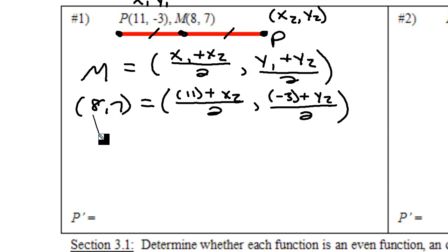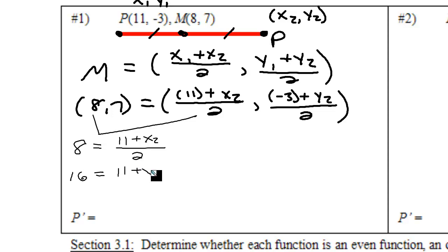Now at this point we're saying that 8 is equivalent to this fraction. 8 is the x value of the midpoint. This fraction here is also the x value of the midpoint. So you set them equal to each other. Get x by itself: multiply both sides by 2, subtract 11, and you get x sub 2 is 5.